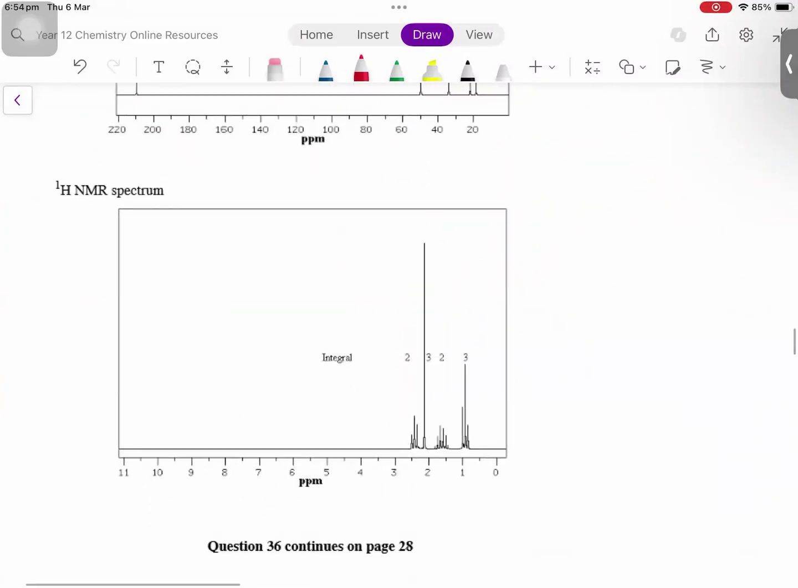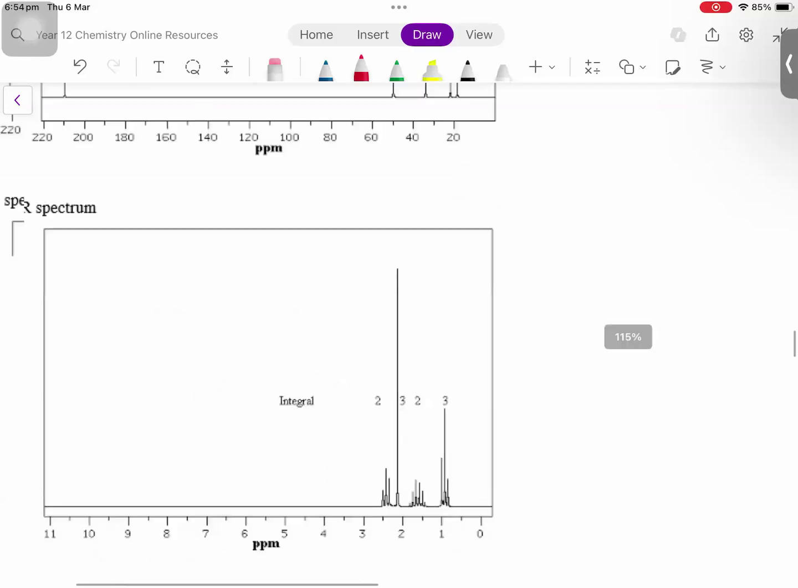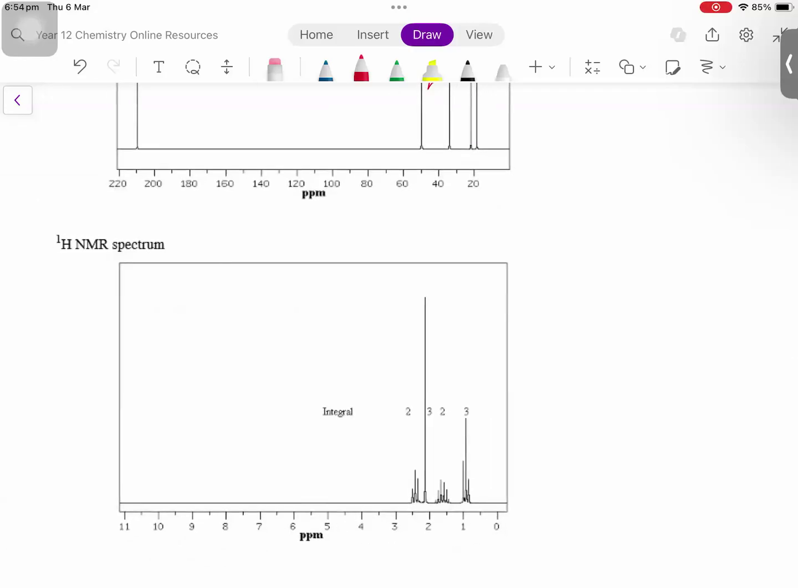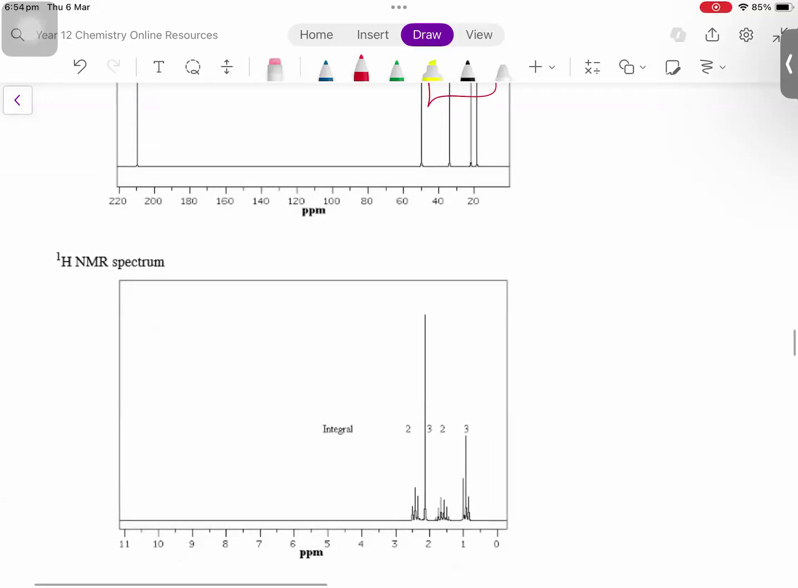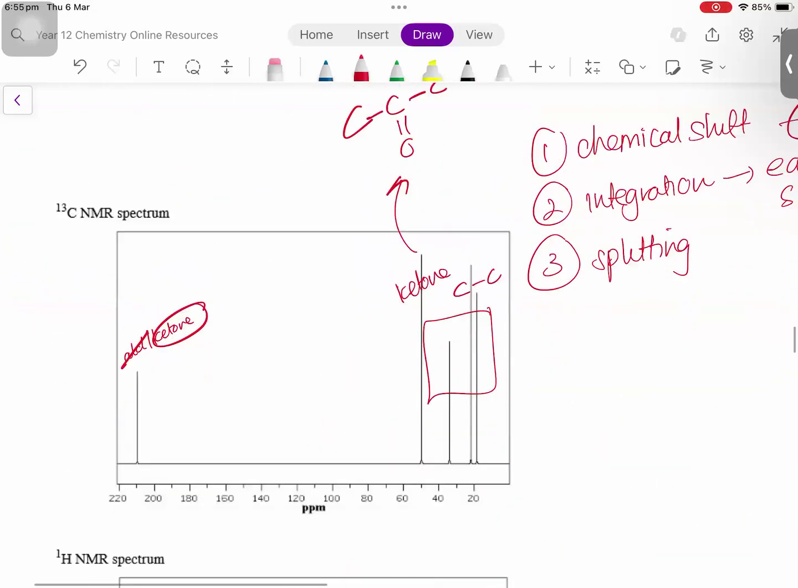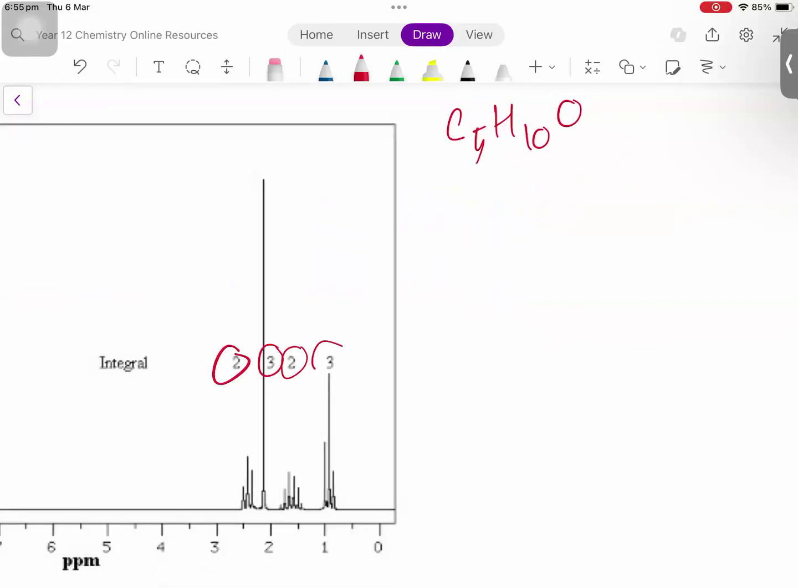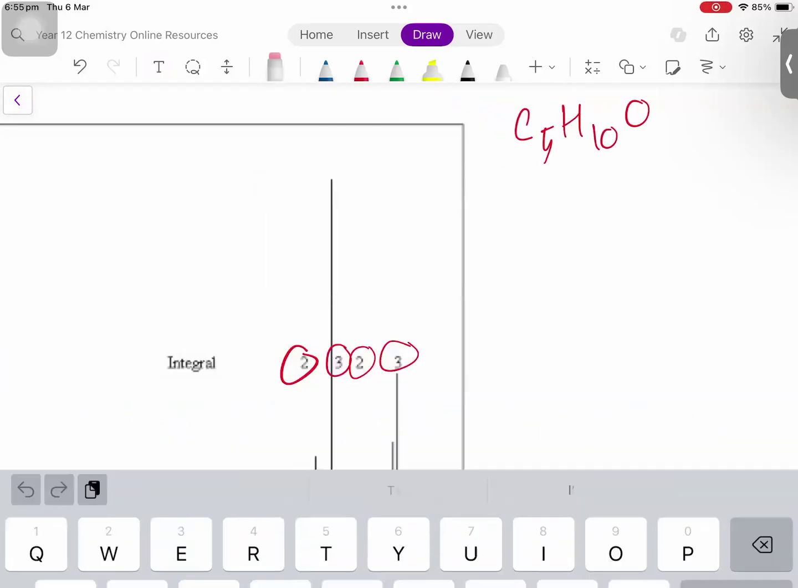And then your proton NMR is where you get the most information. I'm going to slow down a little bit here because I know I got asked a question about it. They've given you the integration, which is nice. The integration should add up to the total number of hydrogens. It was C5H10O. And you've got 2 plus 3 plus 2 plus 3. That is 10 hydrogens.